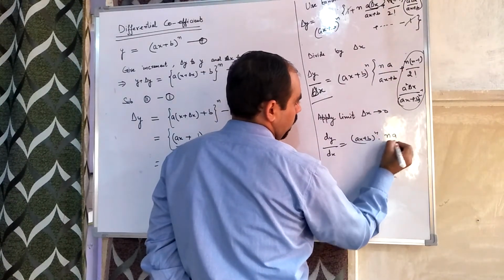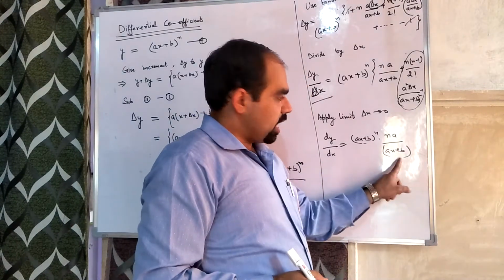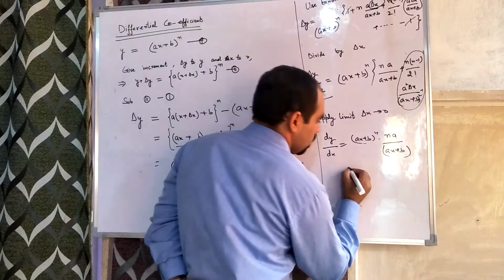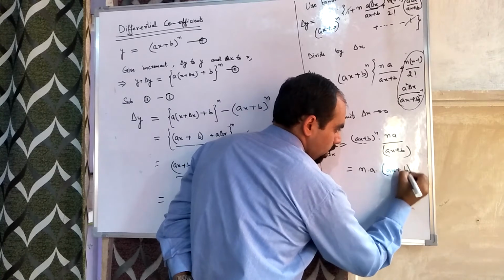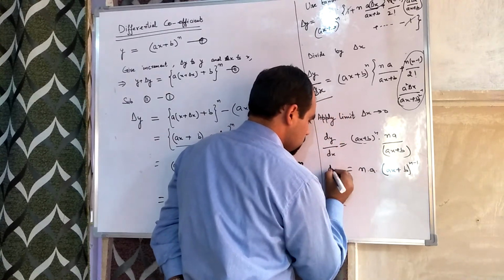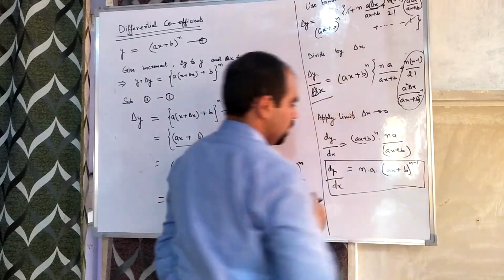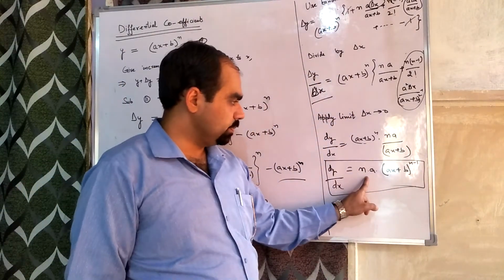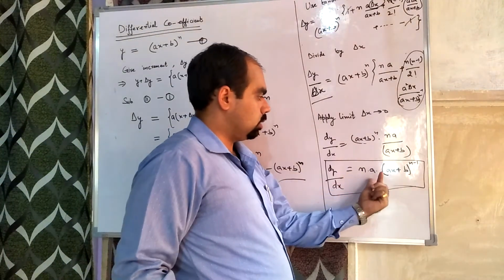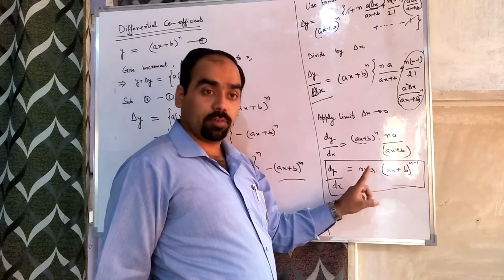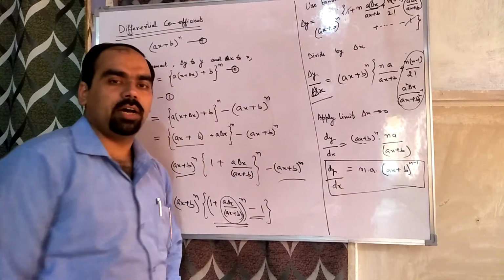And this is now n a (ax + b). Bases are same, powers are getting subtracted, so it is n into a into (ax + b) raised to power n minus 1. So this is the differential coefficient of (ax + b)^n. It is n, the power of that function, a, the coefficient of variable, into the complete function raised to power n minus 1. This is what we have discussed here.